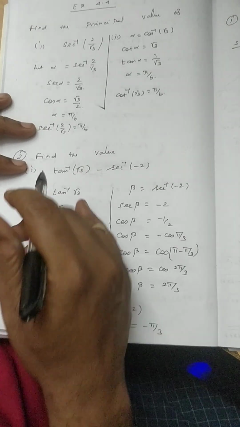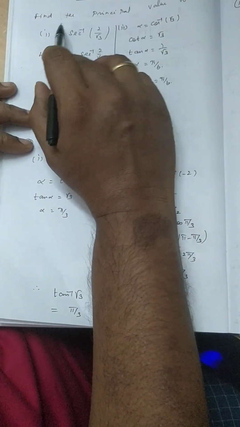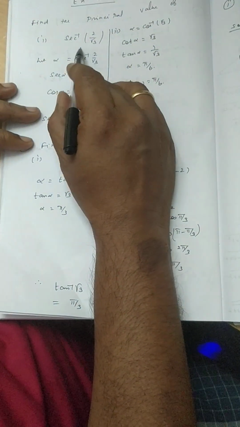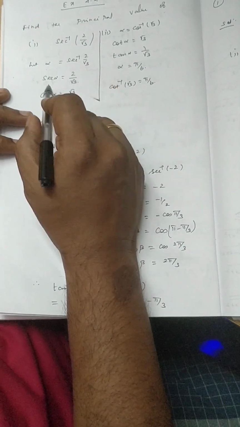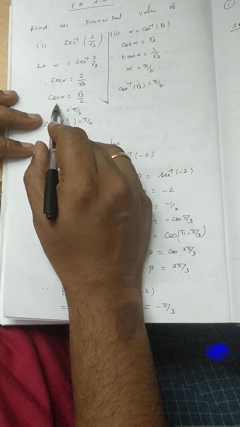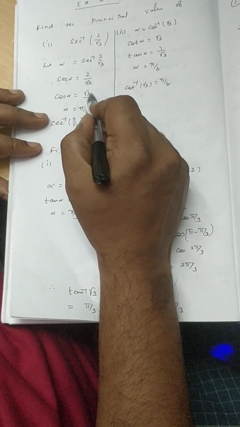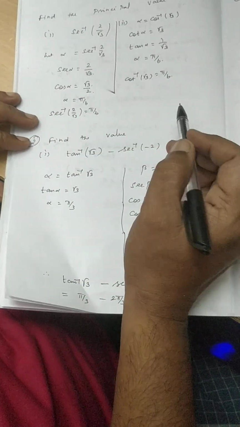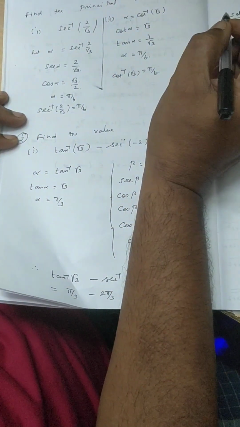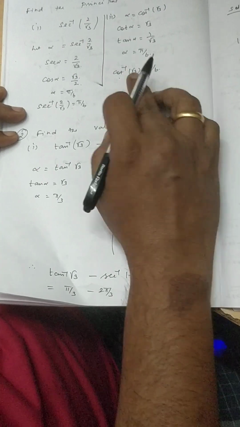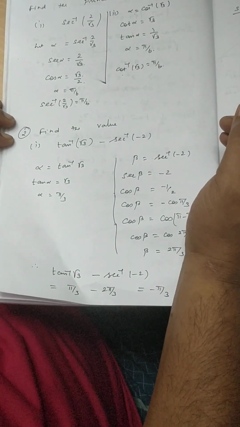Then exercise number 4.4: find the principal value of secant inverse. Let alpha be equal to secant inverse of 2 by root 3. Secant alpha is equal to 2 by root 3. Therefore cos alpha is the reciprocal, root 3 by 2. Alpha is equal to pi by 6.